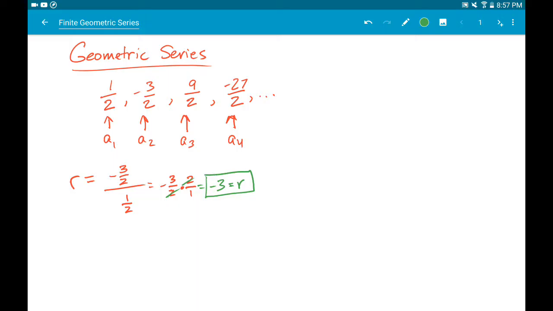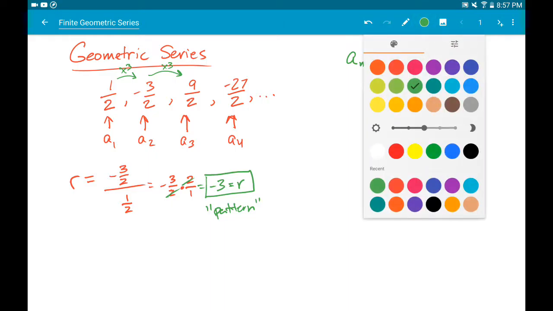So that is the quote-unquote pattern that's being multiplied. If you take this and multiply it by -3, you get this term. If you take this term and multiply it by -3, you get this term, etc. If you wanted a formula, again a review of a sequence, you could say it's the first term times r to the n minus 1.